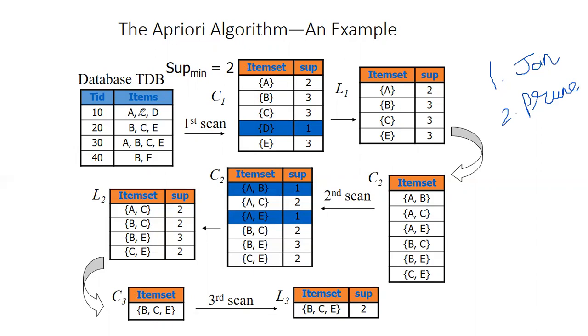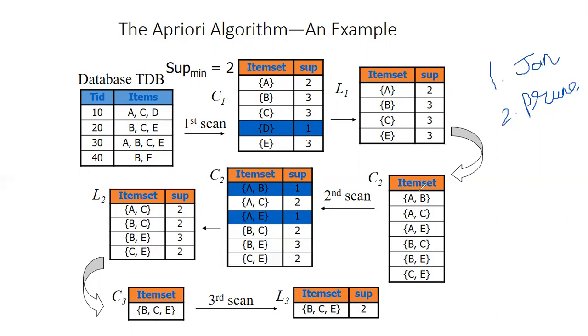So what are join and prune? For the candidate item set, for one item set, we scan, find the support, compare it with the minimum support, and take it. Then the next step. Do you remember I told you the Apriori algorithm is an iterative approach with level-wise candidate generation: level 1, level 2, level 3. Here we are doing the joining, that is the first step.